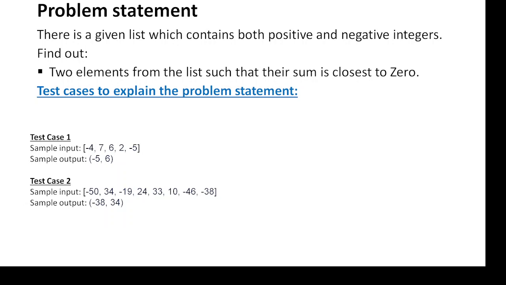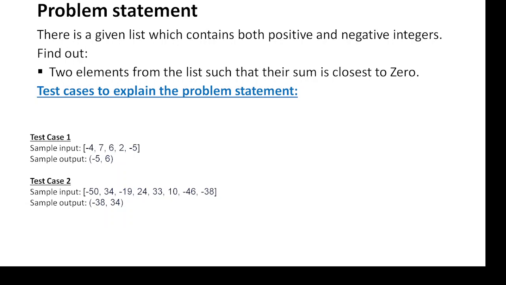As you can see, in the first test case, the sample output is -5 and 6, because these are the two elements that give us the output of 1, which is closest to 0. Now you can pick any other two elements, but you will see that the resultant summation value is greater than 1. So here -5 and 6 is the pair of elements. Again, in test case 2, you can see it for yourself. The resultant pair is -38 and 34, because these are the two values that give us the closest sum value to 0.